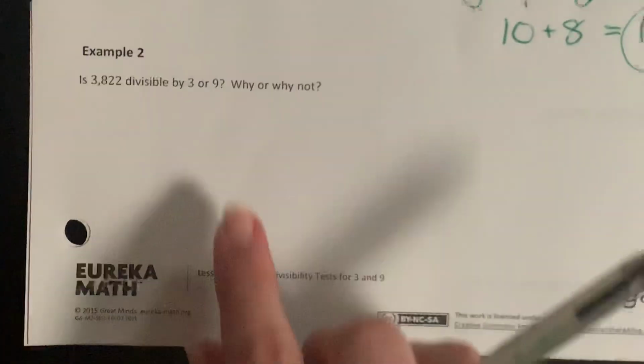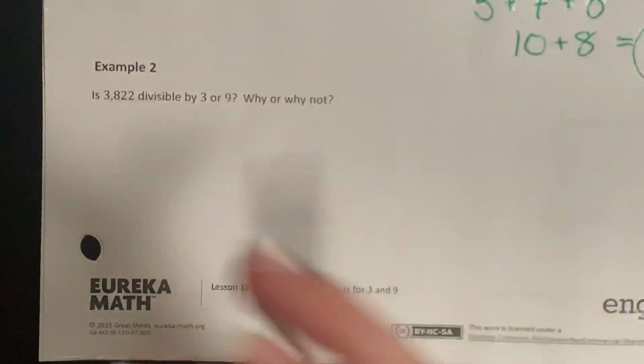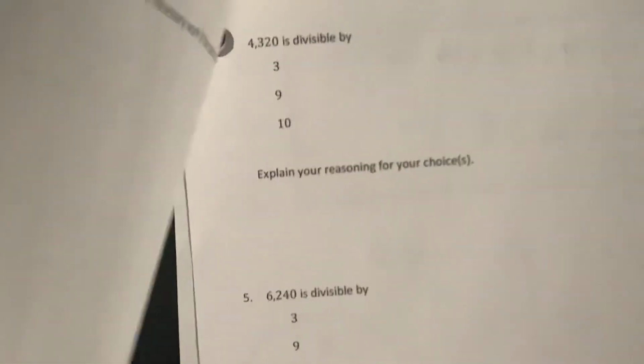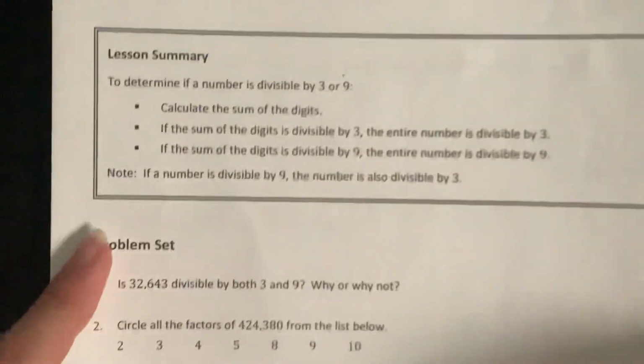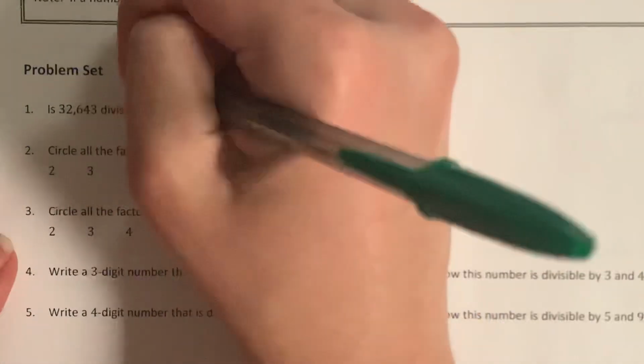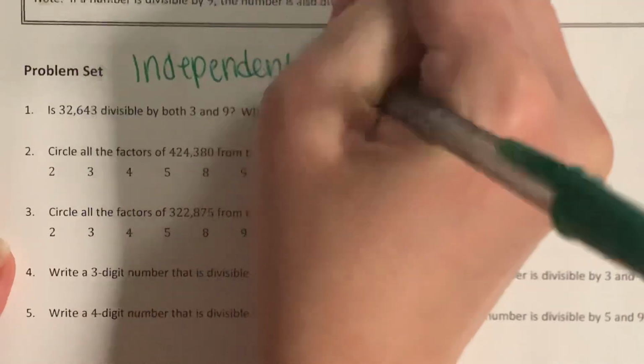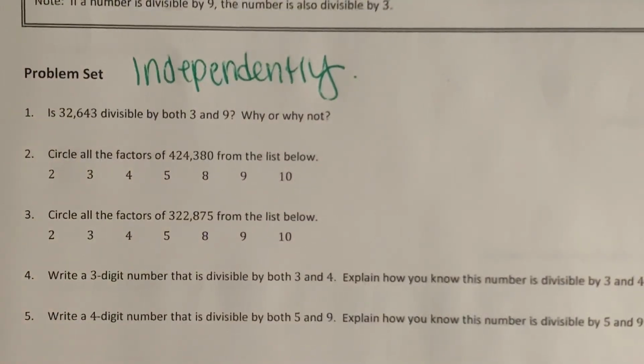All right, so you guys are going to work on example 2. Is this number divisible by 3 or 9 or both? Why or why not? And then you can turn on to the next page, work on this next page with your team. I'll come around if you have any questions, but when you get to the end, this lesson summary, this page, this problem set is your exit ticket, and I want you to do this independently. Thanks so much.